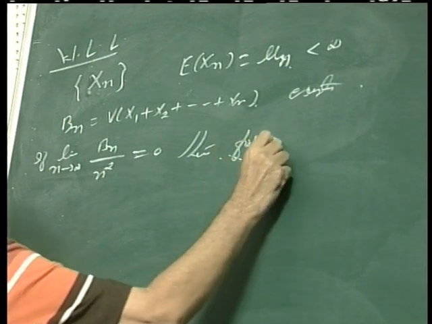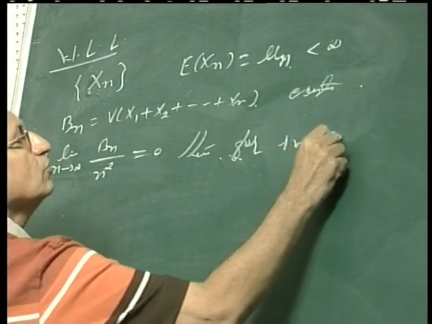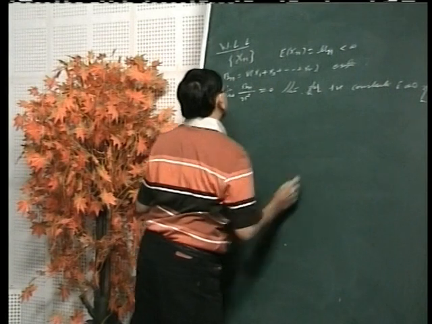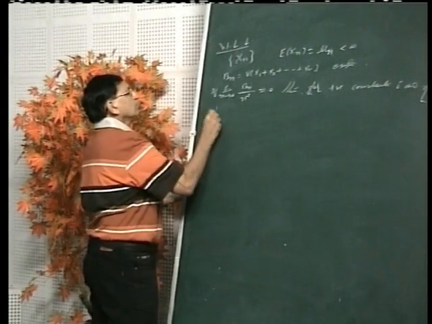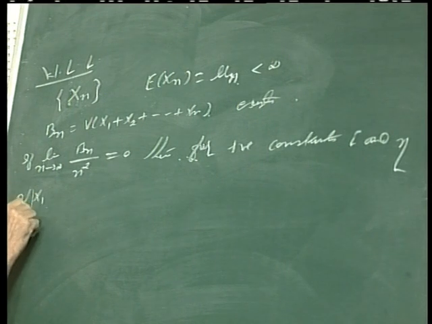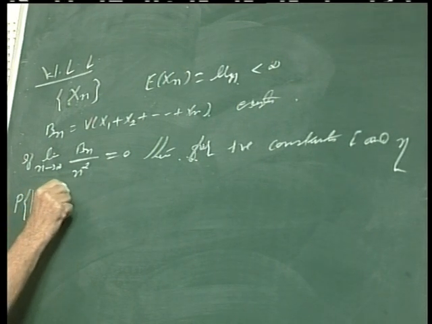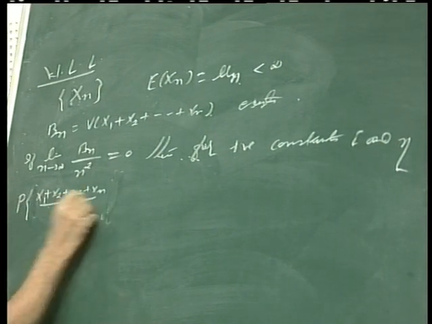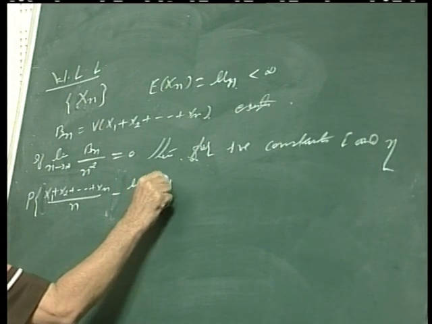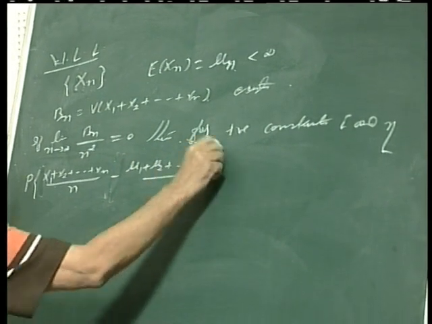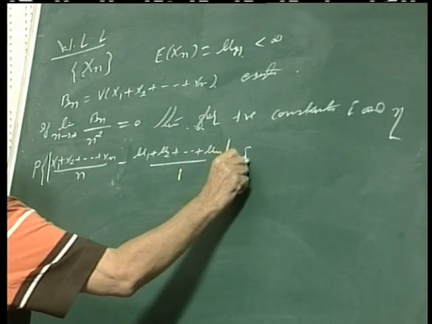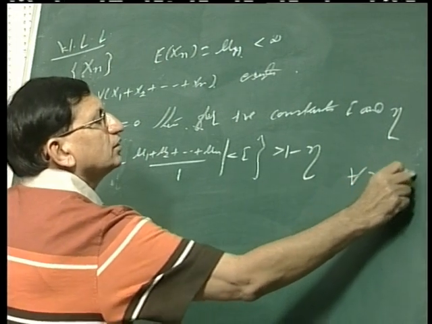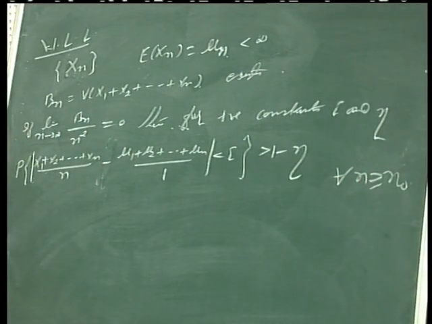for positive constants epsilon and eta, there exist such that probability that mod x1 plus x2 plus xn by n minus mu1 plus mu2 plus mu n by n is less than epsilon is greater than 1 minus eta, and this is true for all n greater than or equal to n0, where n0 is some positive integer.